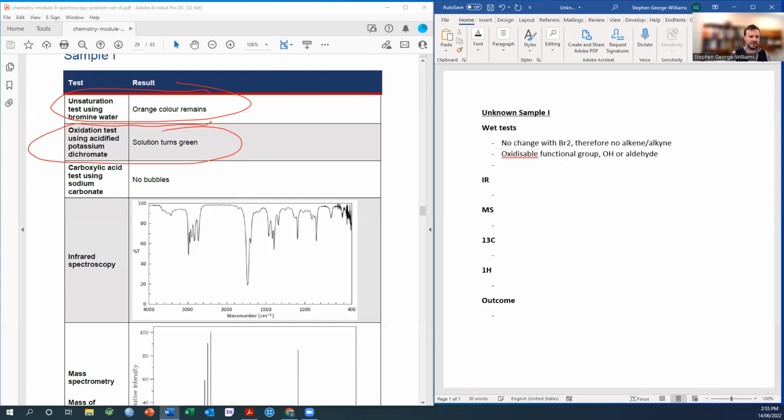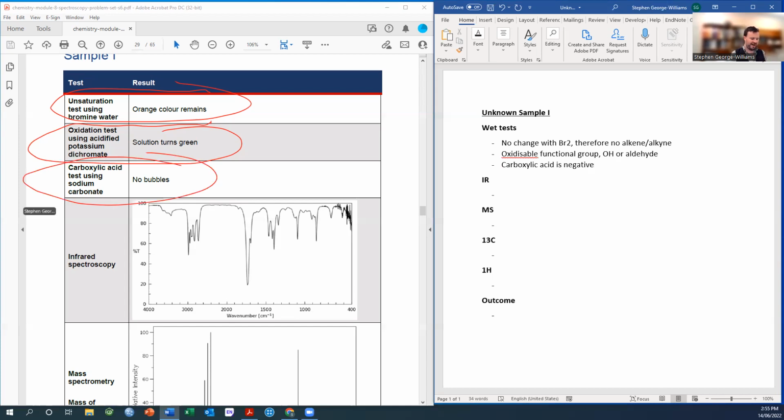Last test, we are told that the carboxylic acid test is negative. And I know that it's negative because there were no bubbles. If I saw bubbles, I would expect that for a carboxylic acid. So we simply know that that functional group is not present in this particular structure.